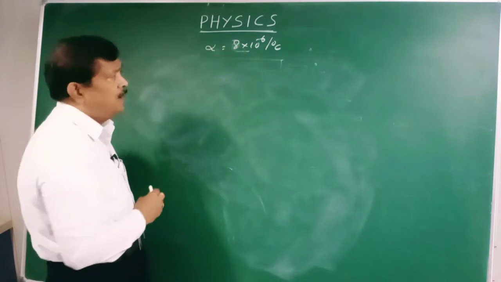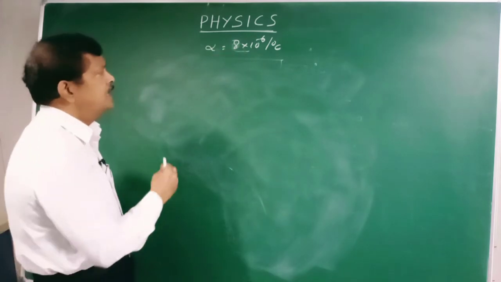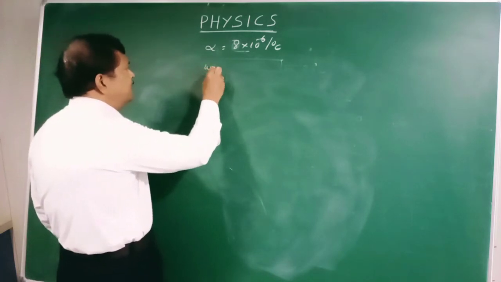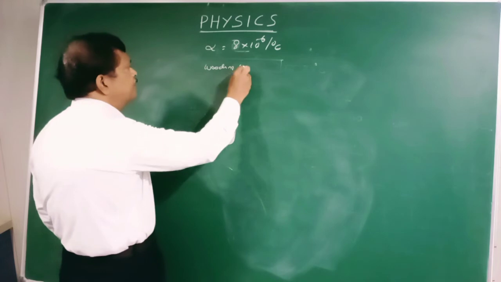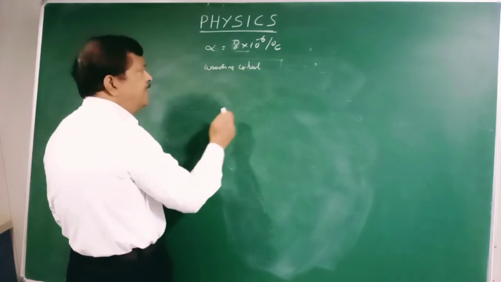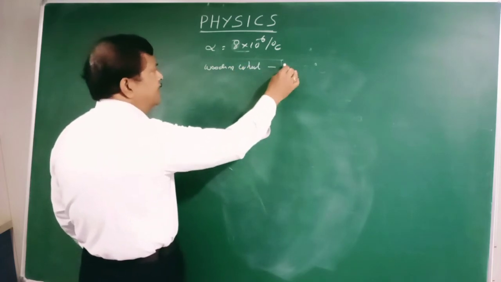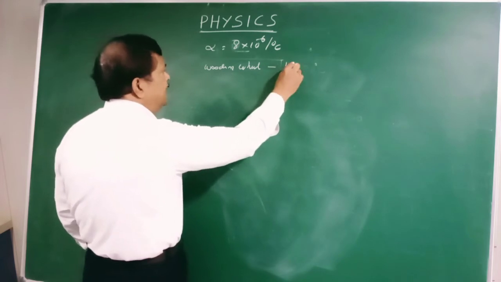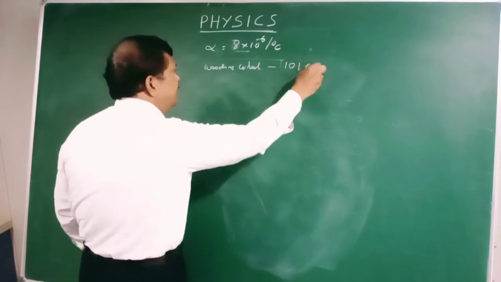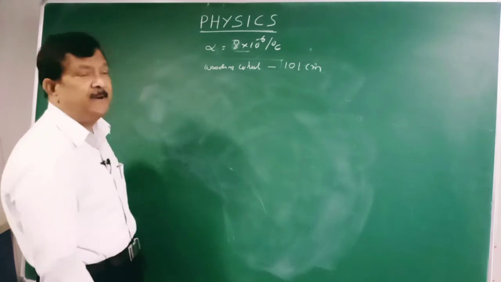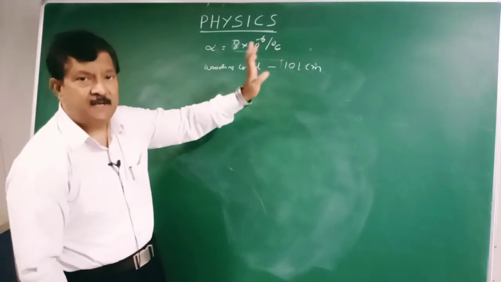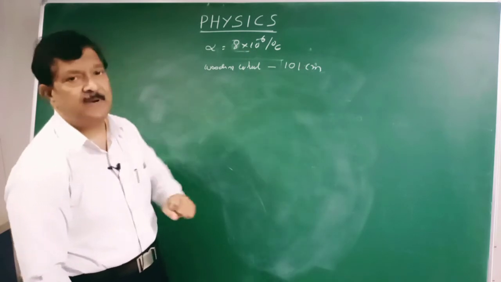And now initially, let us say the wooden wheel has a radius of 101 centimeter. Wooden wheel has this much radius. Let us say the radius is 101 centimeter.